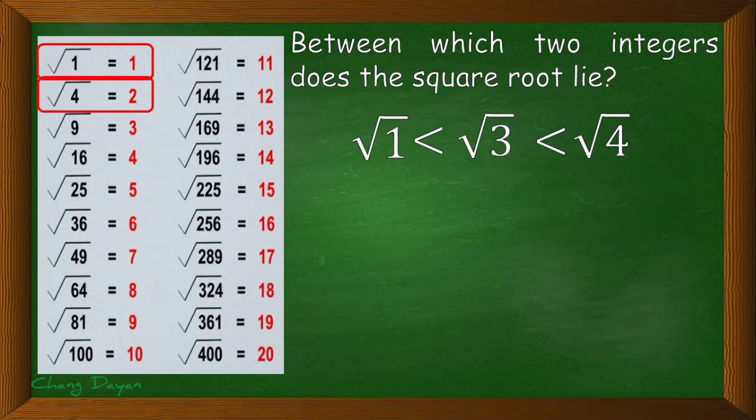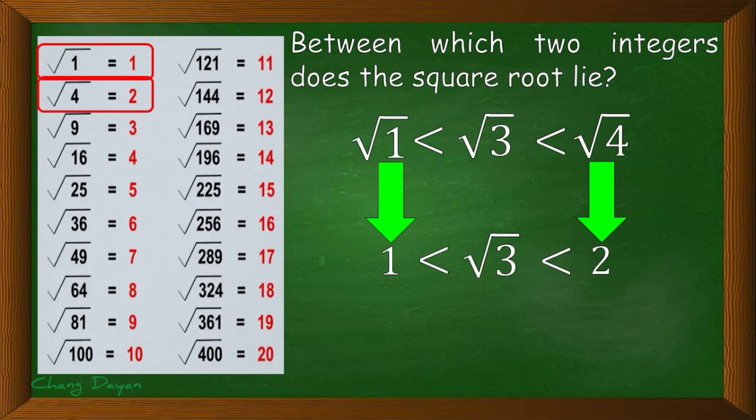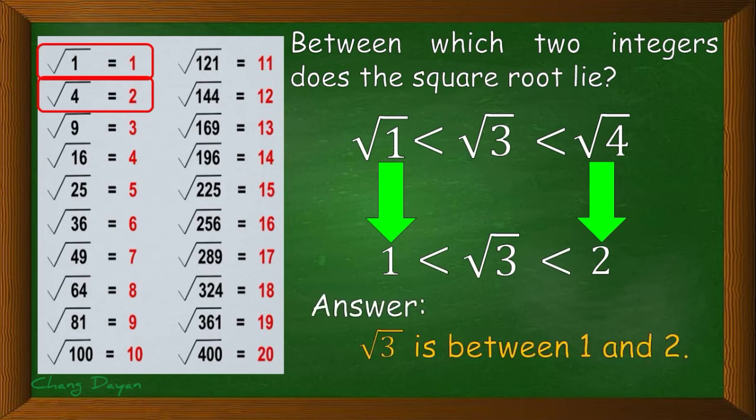Extract natin. Kunin natin ang principal root ng square root of 1. That is 1. Principal root ng square root of 4, that is 2. So, ibig sabihin, square root of 3 is greater than 1 but less than 2. Answer, square root of 3 is between 1 and 2. Ito ang ating principal root.